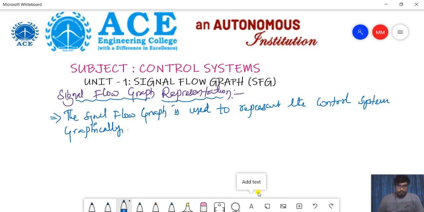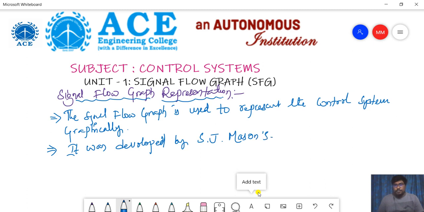Another point: it was developed by S.J. Mason. So we have S.J. Mason's formula, with which we can compute the overall gain of the control system easily.